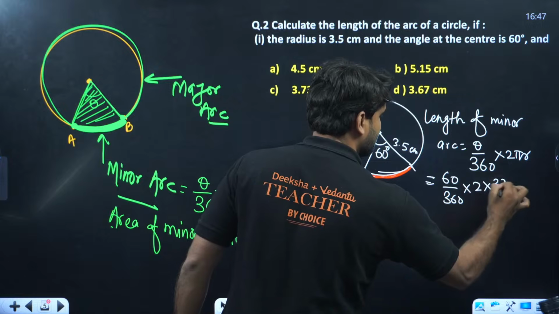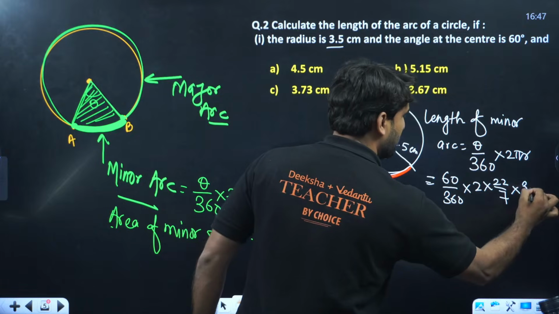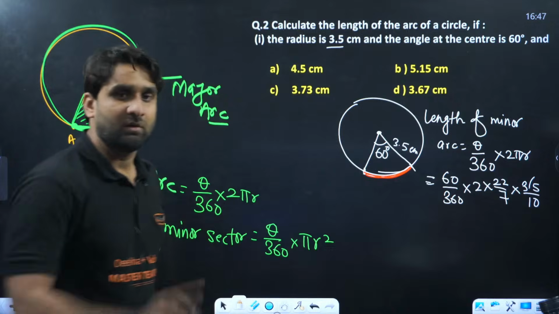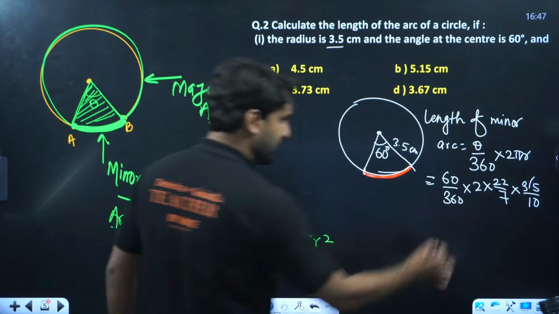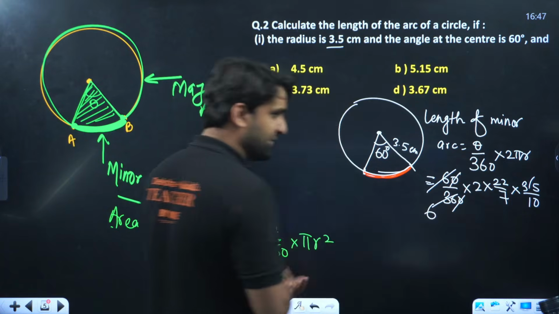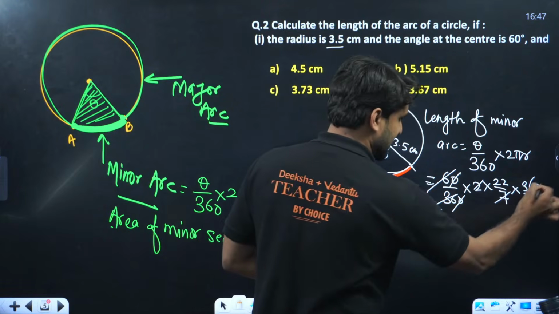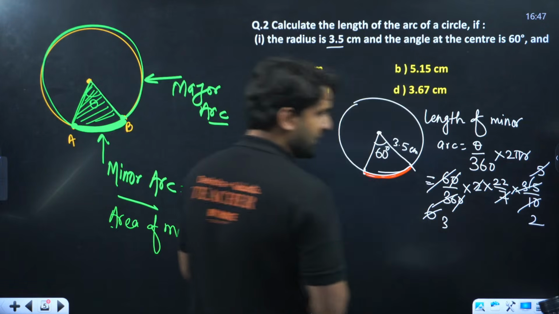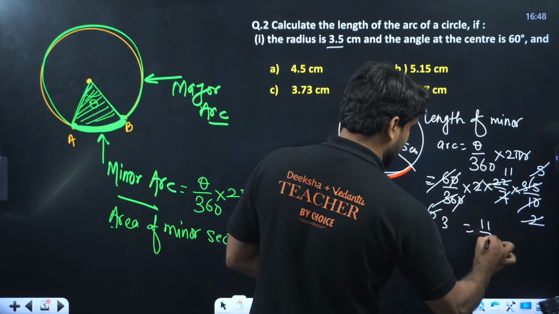Now put the values. Theta we have is 60 degree by 360 into 2 pi, and pi can be written as 22 by 7, and r we have 3.5. After removing the point we can write 10 in the denominator, right? Now solve it. 6 0 0 cancel, 6 6 36 will be there. 2 will cancel, 2 3 ja 6, 7 will cancel this 7, 5 ja 35, 5 will cancel 5 2 ja 10, and 2 will cancel this by 11 times, so we have 11 by 3.